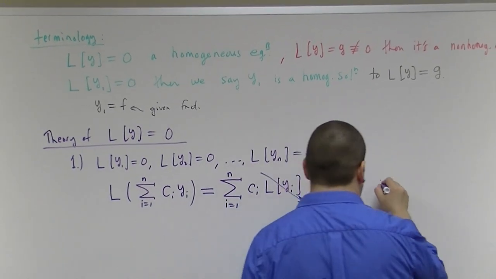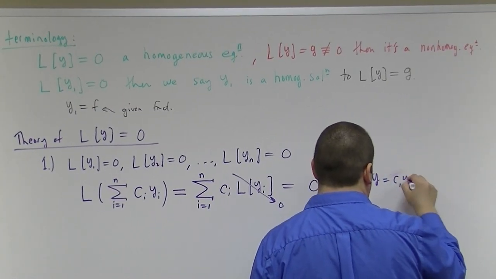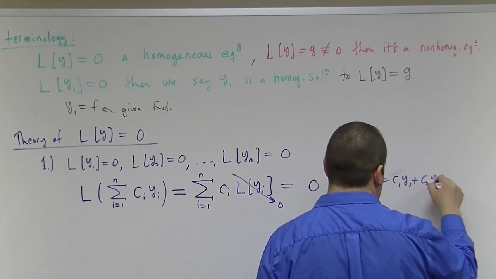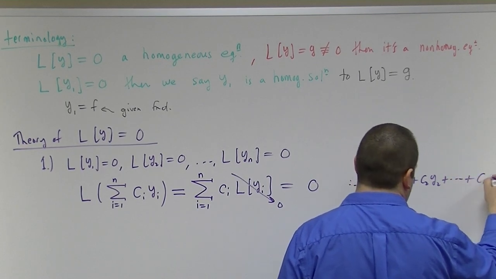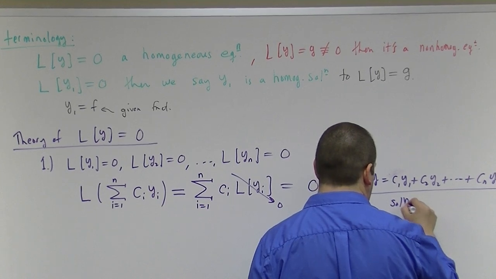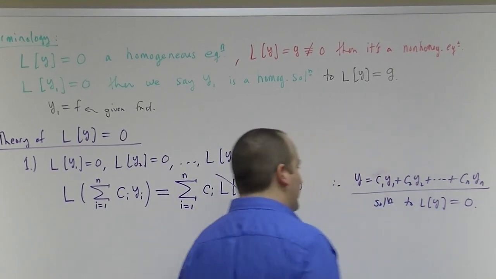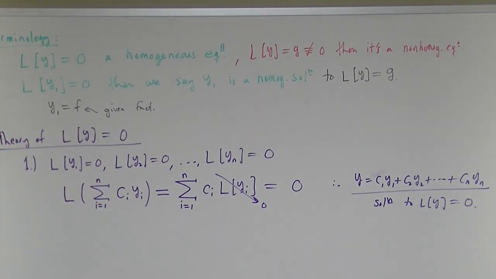So that shows that y equals c1y1 plus c2y2 plus ... plus cnyn is a solution to L of y equals 0. That shows that a linear combination of solutions is again a solution for a homogeneous problem.